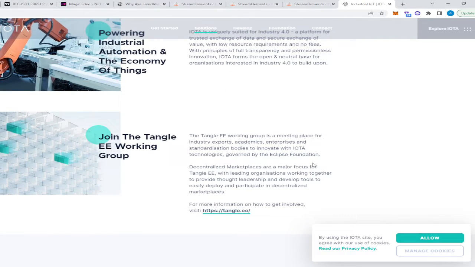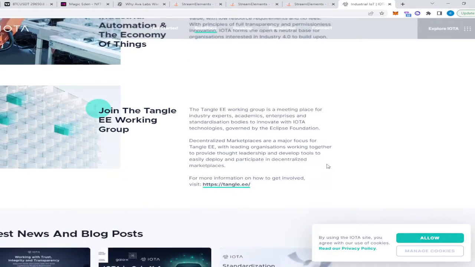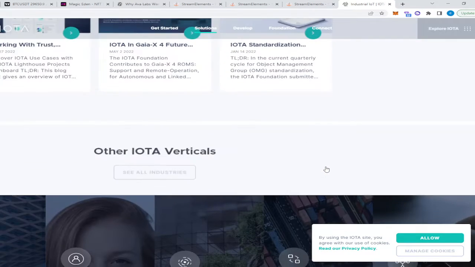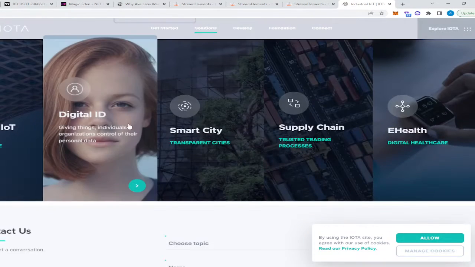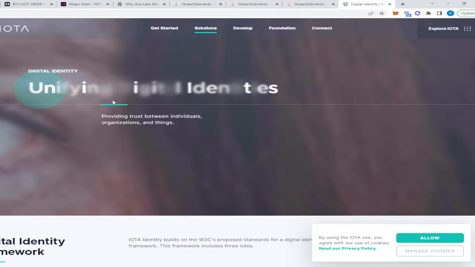The Tangle EE Working Group is a meeting place for industry experts, academics, enterprises, and standardization bodies to innovate with IOTA technologies, governed by the Eclipse Foundation. The decentralized marketplace is a major focus in Tangle EE, with leading organizations working together to provide thought leadership and develop tools to easily deploy and participate in decentralized marketplaces. All right, so that's what that is.